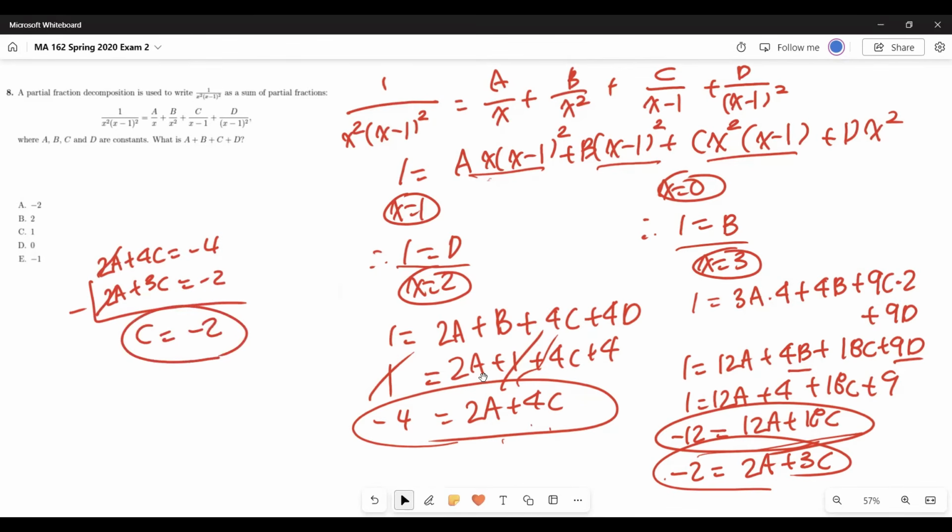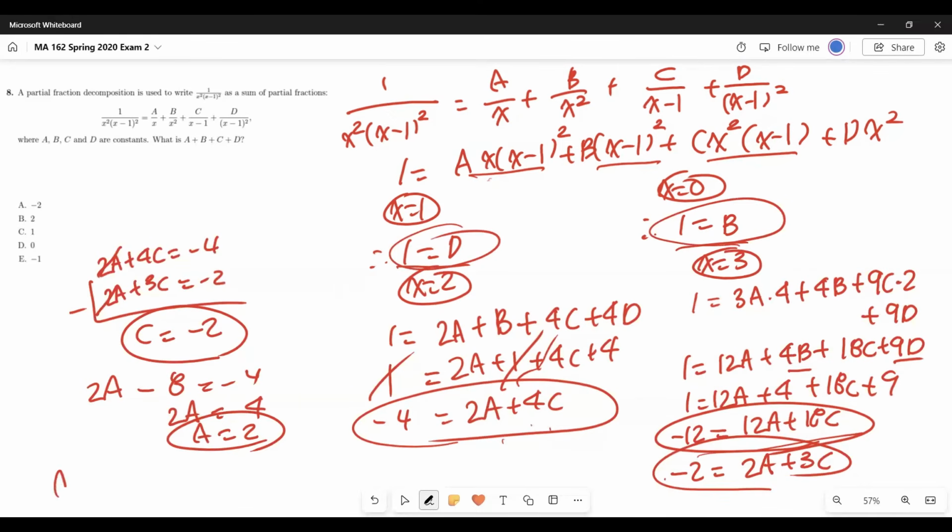We have that, and let's plug in c equals negative 2 in 2a plus 4c equals negative 4. So 2a minus 8 equals negative 4. 2a equals 4. a equals 2. We have all those values, a, b, c, d. Now let's just add them up. a plus b plus c plus d. a is 2, b is 1, c is negative 2, and d is 1. So 2 and negative 2 cancel out, and it's just 2. So the answer for this question is B.